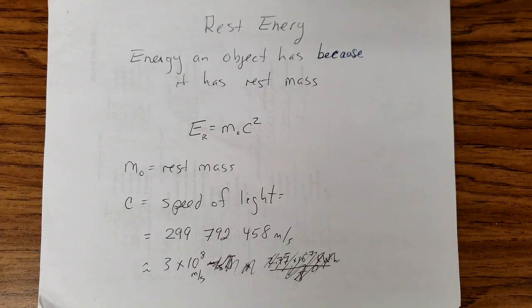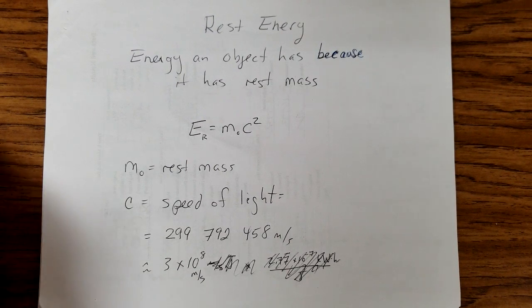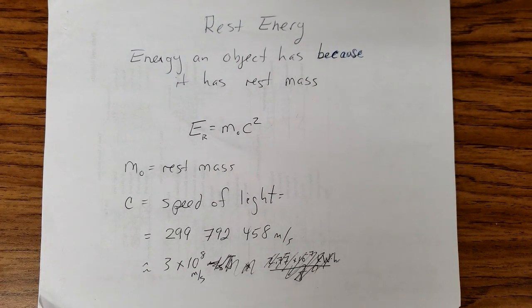So rest energy is the energy an object has just because it has mass. Kinetic energy is the energy an object has because it's moving. Potential energy is the energy an object has because it takes work in order to put it in a particular position.